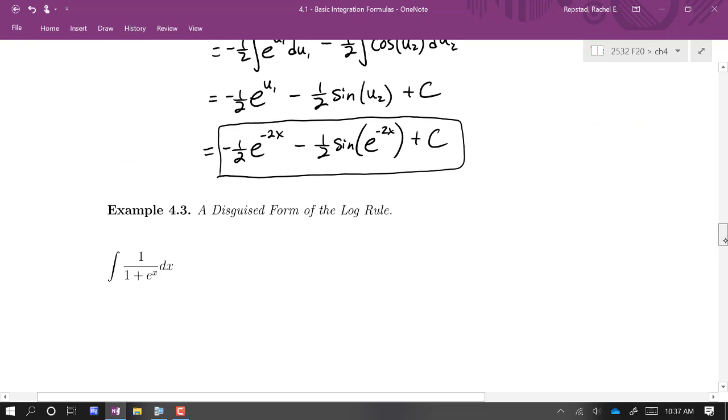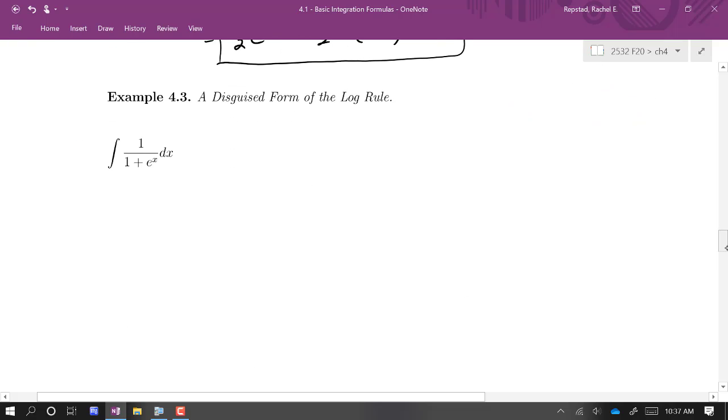All right. So this next one, I guess maybe we're ruining the surprise a little bit with the introduction here. It says a disguised form of the log rule. And you know what? It totally is disguised, because right now it does not look like a log rule. With the log rule, that basic logarithmic form is du over u. And if something fits the ln form, then u has to be the stuff in the bottom.